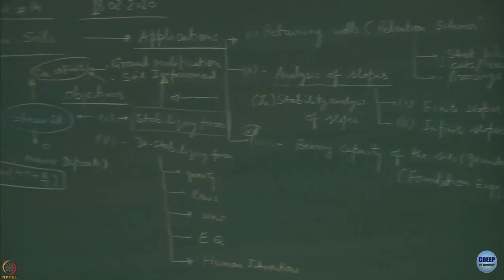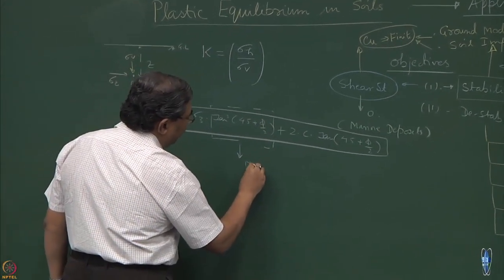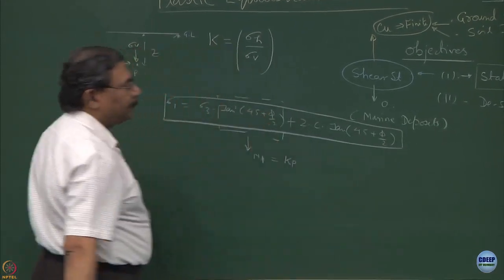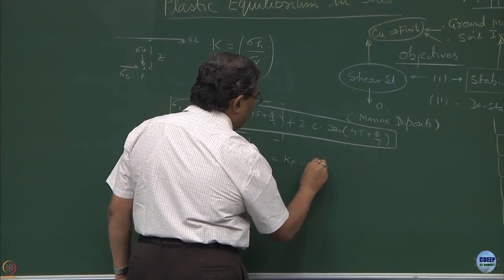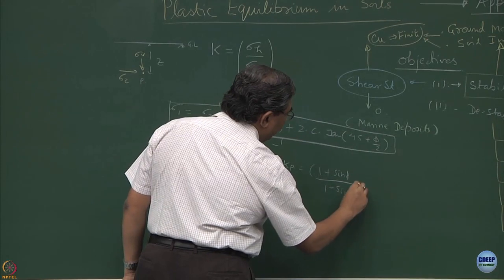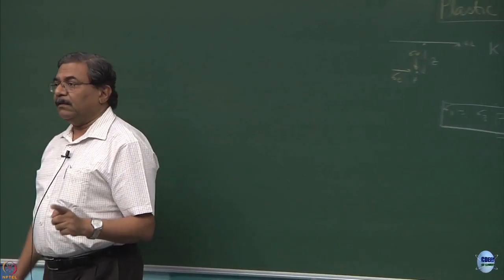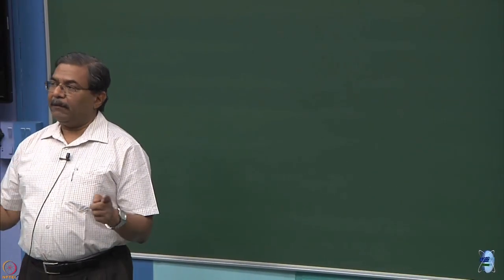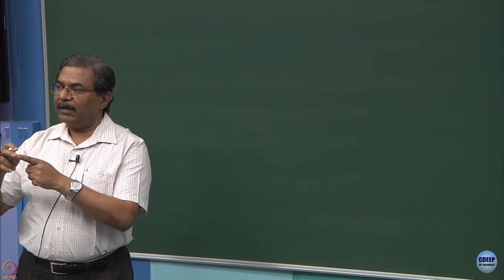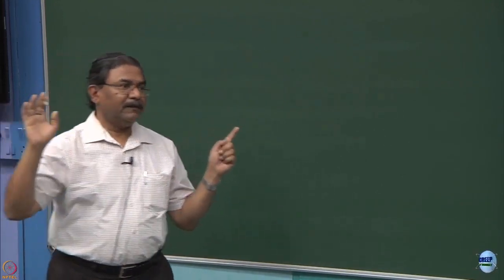Now, this parameter is known as N phi and this is also equal to Kp, which is also equal to 1 plus sin phi over 1 minus sin phi. The way I am using these phi terms over here is, this is a generic term, depending upon the situation this could become phi prime, this could become phi cu, this could become phi undrained, phi drained and all, clear?